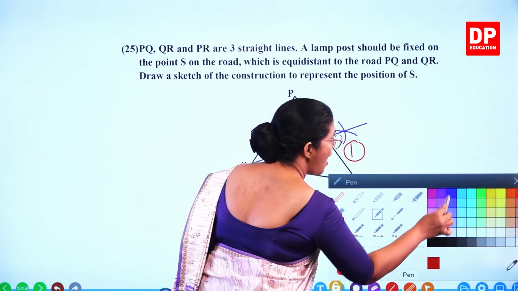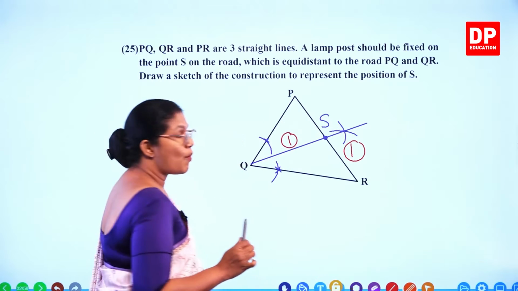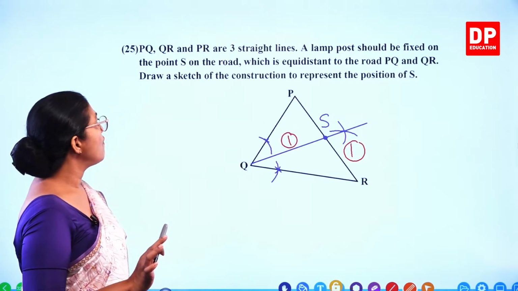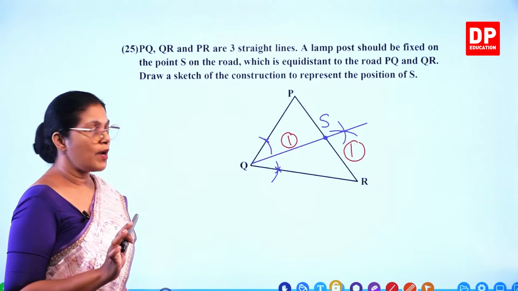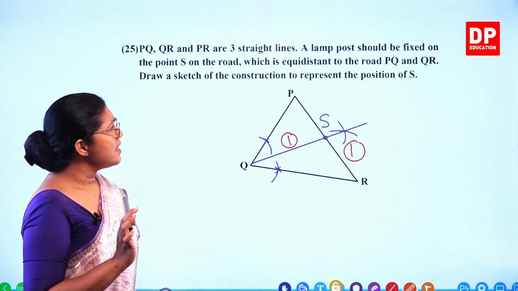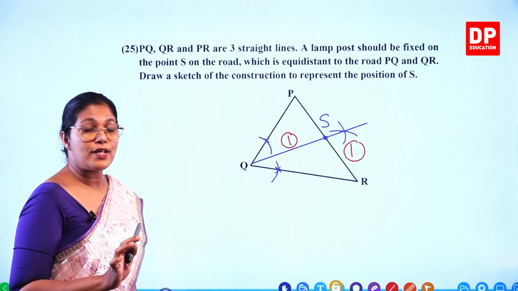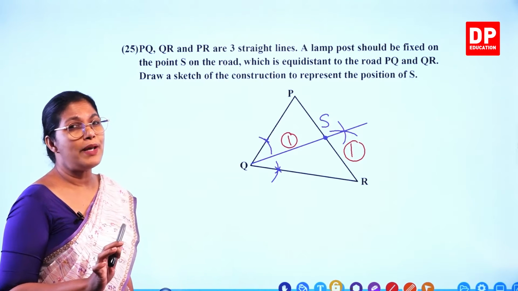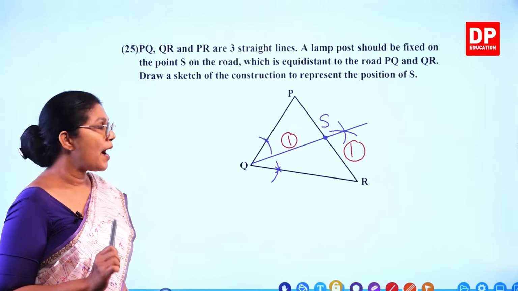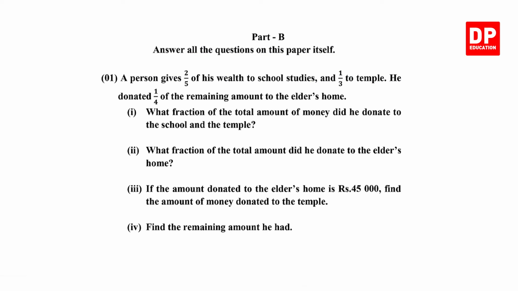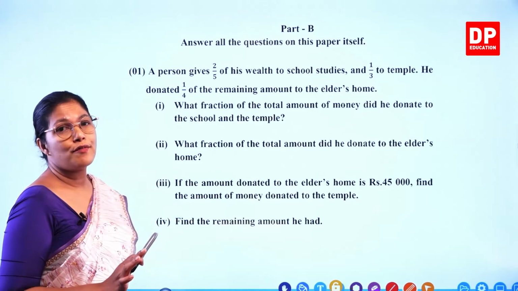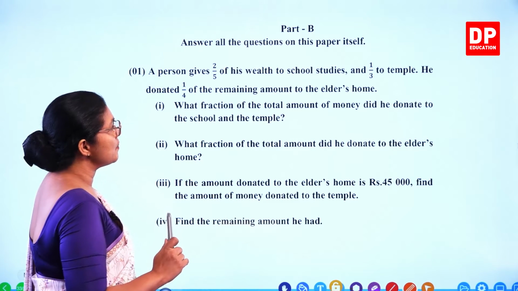So this is the last question in paper 1 part A. So we covered all 25 questions. Make sure that each question takes less than 2 minutes. Let's do part B. Answer all the questions on this paper itself. Spaces are given, so you have to give answers in the spaces provided.